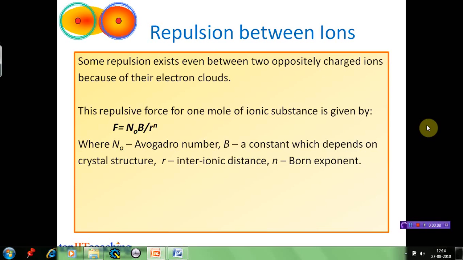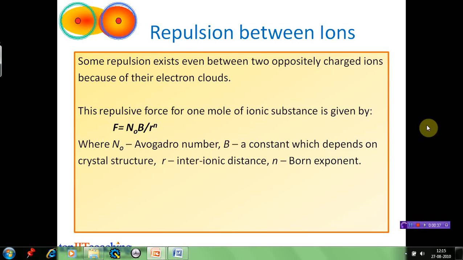You must have noticed the negative sign in the expression for electrostatic energy, capital E, which means that energy evolves when a crystal is formed. Also, from the expression of electrostatic energy, it is evident that as the interionic distance decreases, the amount of energy evolved increases. Now, theoretically, when interionic distance becomes 0, an infinite amount of energy should be evolved. Of course, this doesn't happen in practice.